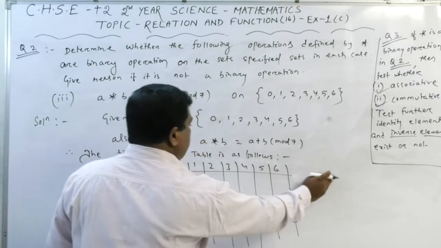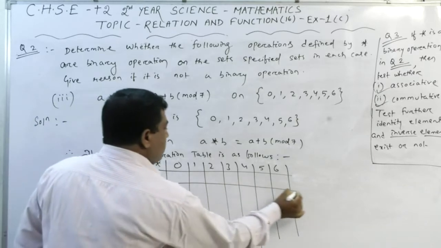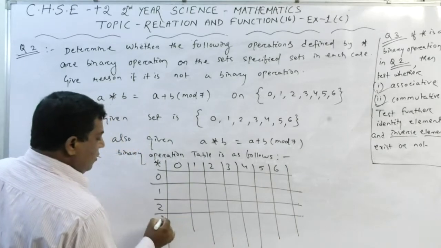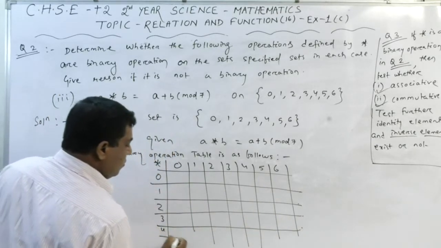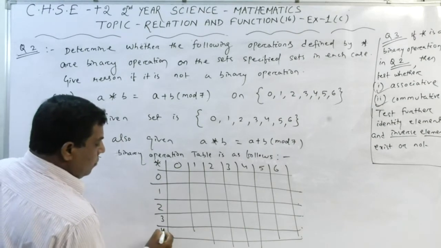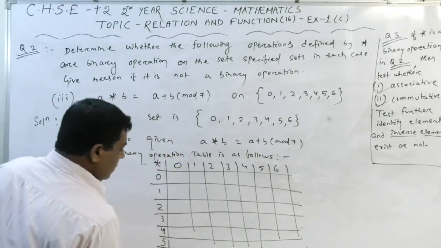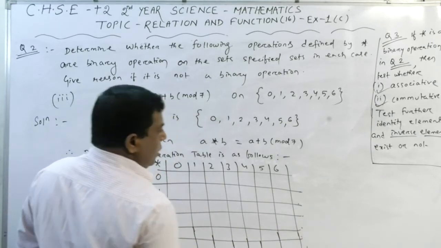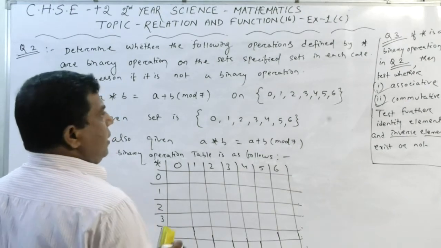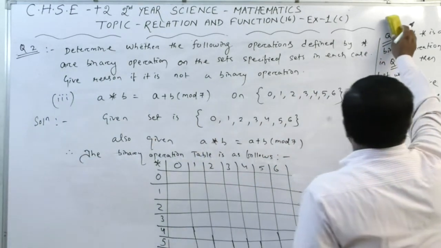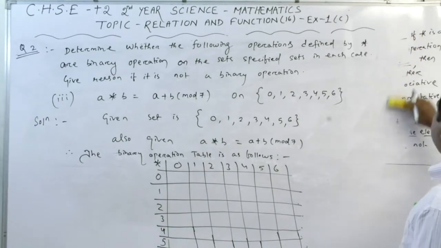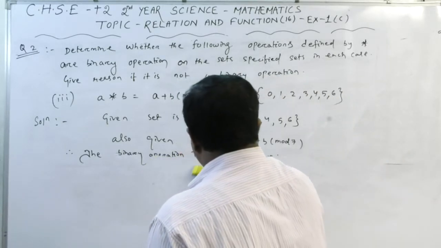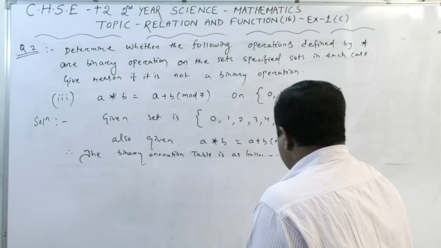Now we are cleaning this one. And it is also 0, 1, 2, 3, 4, 5, and 6. Clear, my dear students? So this is about the table. For your clarity, I am showing this table here. So cleaning this portion now. Again, this is the operation table shown here. Now we will show it here for your clarity.